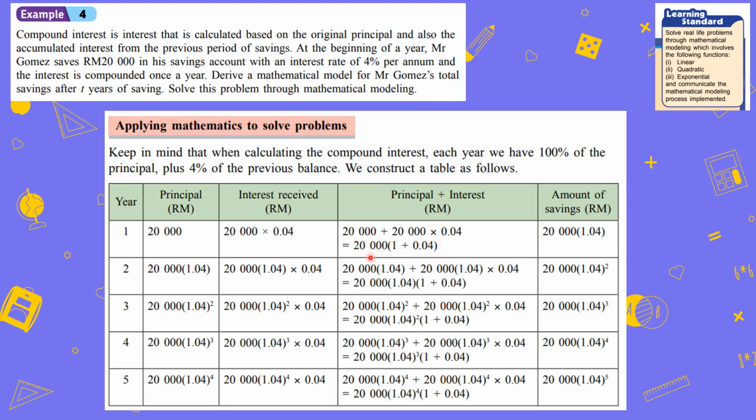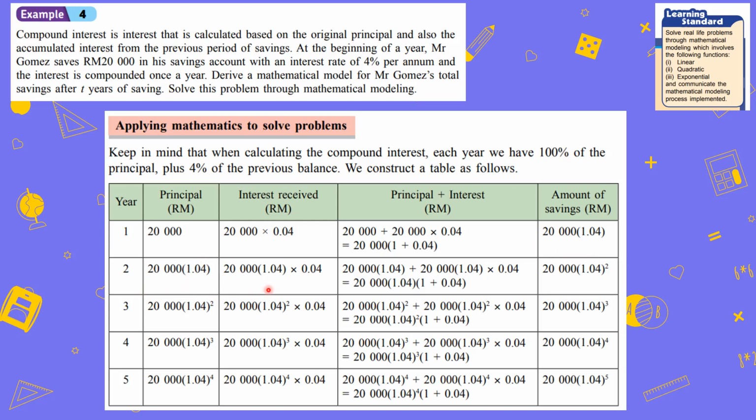If you factorize, take out the 20,000. So in the bracket is 1 plus 0.04. So the amount of savings, this formula becomes 20,000 multiplied by 1.04. So this is the amount of savings of Mr. Gomez the first year, but it will become the principal of the second year. So now the principal is 20,000 multiplied by 1.04.